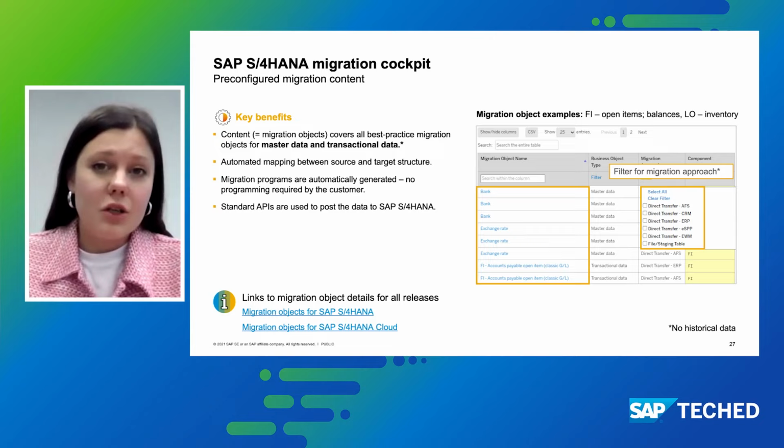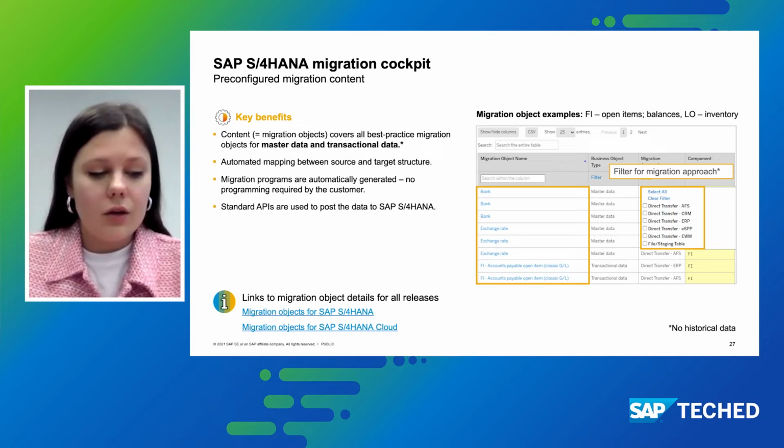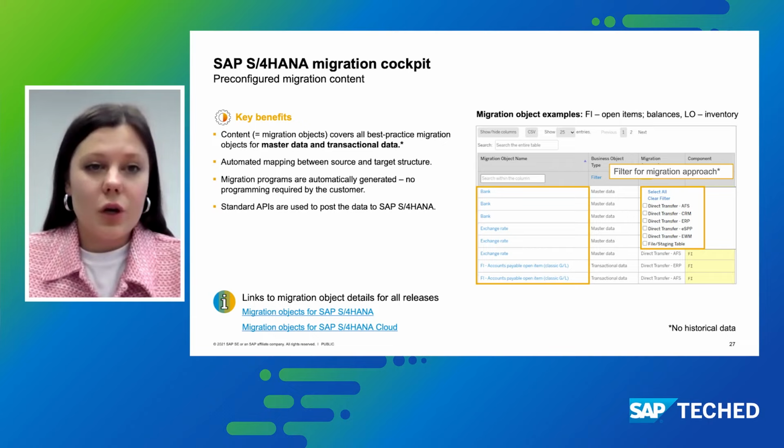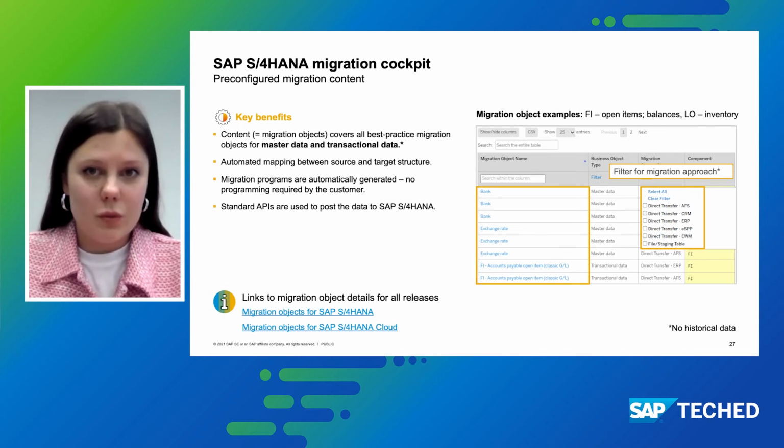A migration object describes how to migrate data for a specific business object to SAP S/4HANA. You can find source and target structures in there, and also even the relationship between these structures. With migration objects, you can migrate your master and transactional data to SAP S/4HANA. And attention, no historical data is possible to be migrated with migration objects. Why? The answer is very simple. Historical data is out of the scope for the new implementation.